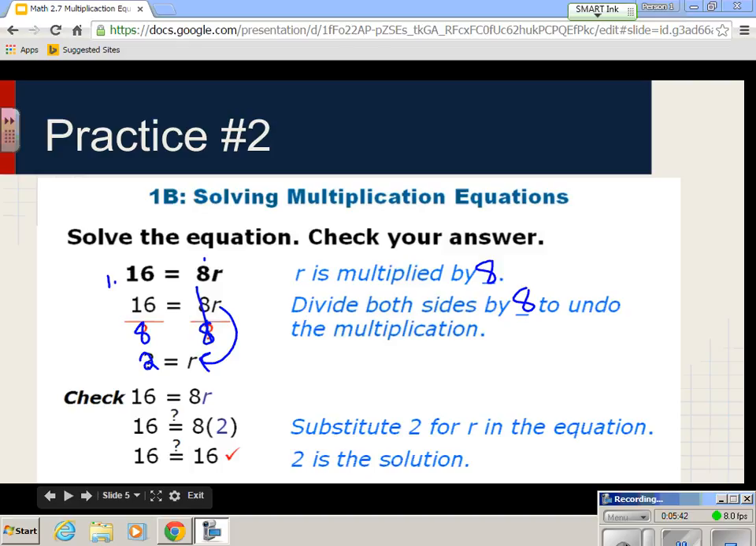And again, we can check our work simply by putting 2 in for r. So you do 8 times 2, and that gets you 16. So in our problem here, 16 does equal 16, so it is balanced, and we got the check mark. Cool. Make sure you have this problem down as well in your notebook.